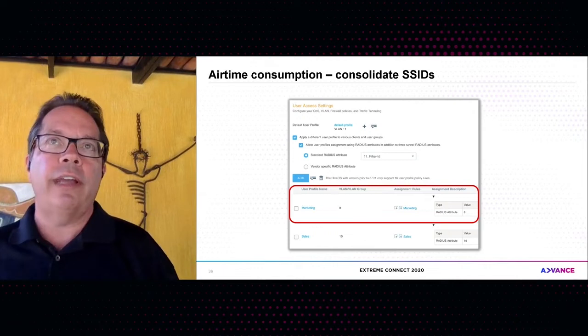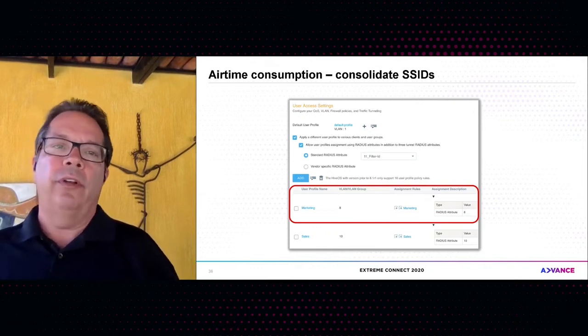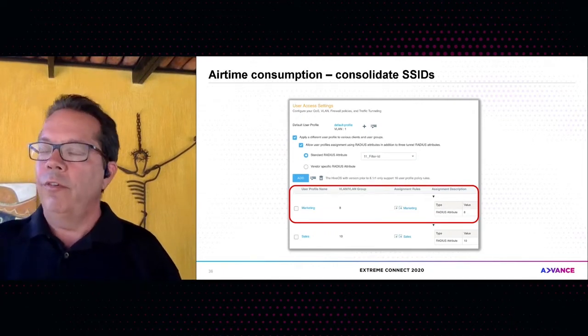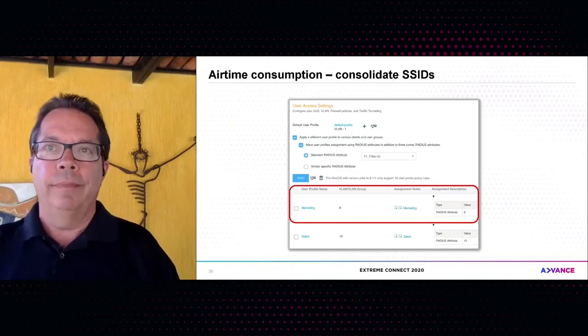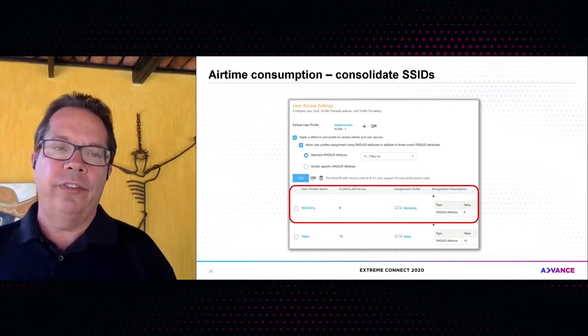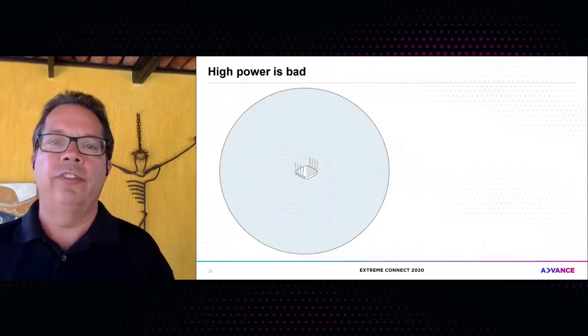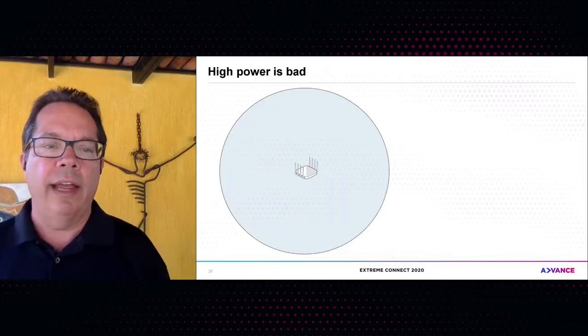You see this a lot in healthcare. You go into hospitals and they'll have 15 SSIDs for all the different equipment and IoT devices. Consolidate your SSIDs. You'll have a better performing wireless LAN.